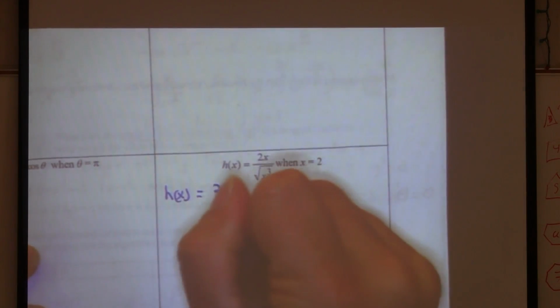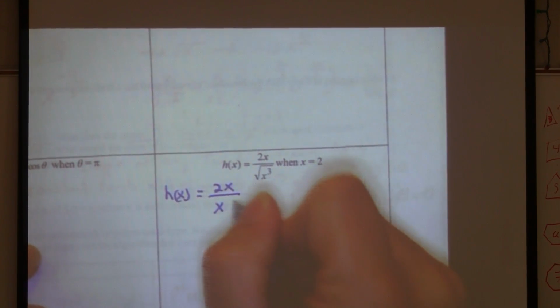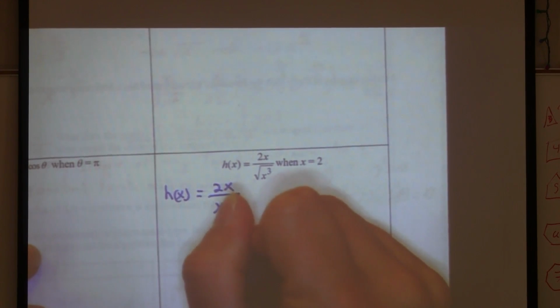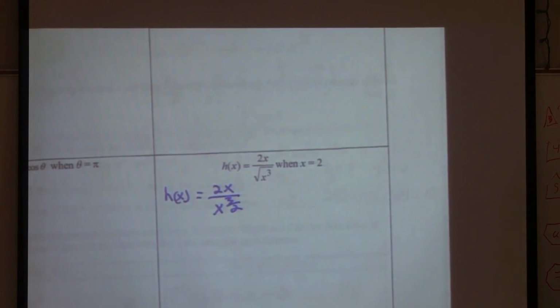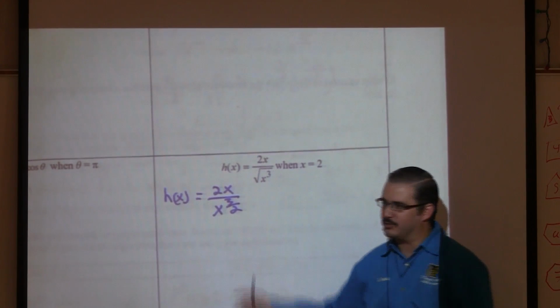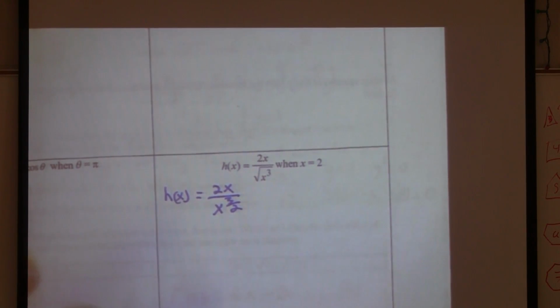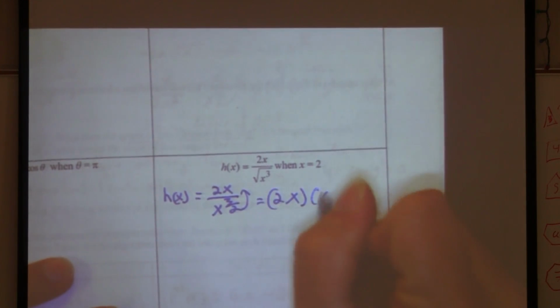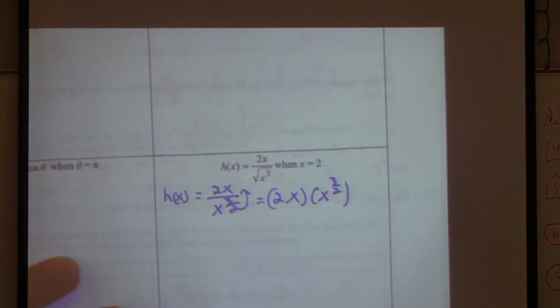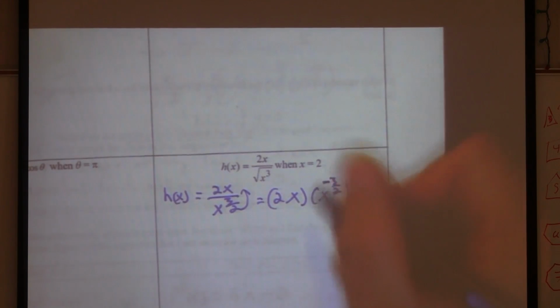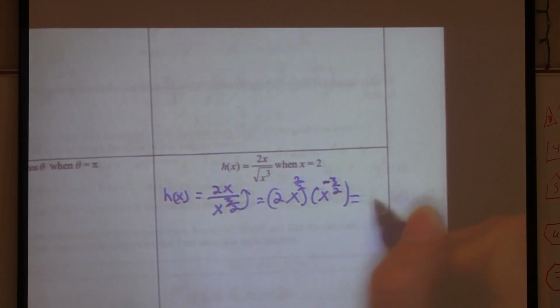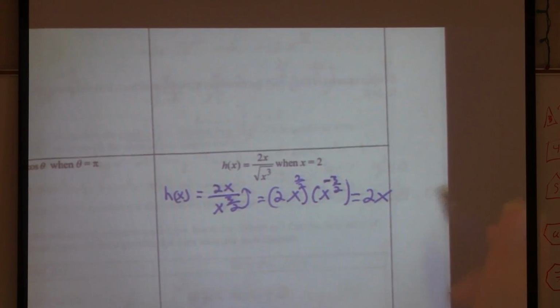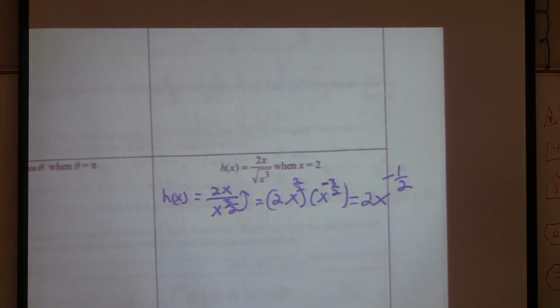How can I fix this? 2x over x to the what? 3/2. Why is it 3/2? Because the roots grow on the bottom and it's a square root, right? Okay. Now what do I do? Send it up, so now I have 2x times x to the negative 3/2. It's negative, so when we multiply, we add, right? So this one's actually 2/2. So that will give me 2 in the front, x to the what power? Negative 1/2? Beautiful.